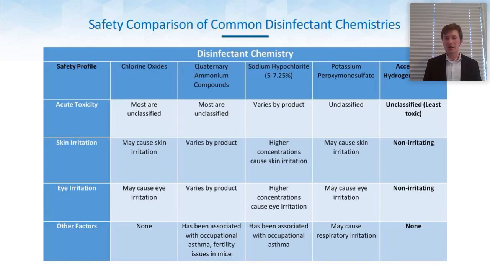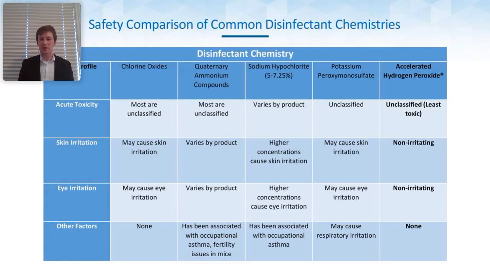For instance, chlorine oxide-based products might be associated with skin irritation or eye irritation, whereas other products like quaternary ammonium compounds, also known as quats, the short form, may be safer from a human health aspect, but could be associated with different factors that may make it not ideal for use in lab animal environments. For instance, with quats, we have documented fertility issues in mice as a result of the use of quats. So just understanding the safety profile of the product that you're using and making sure that it's going to be an ideal fit for your facility based on this.